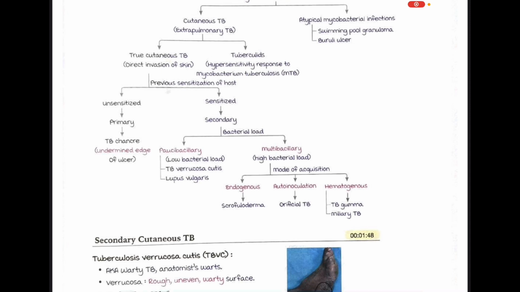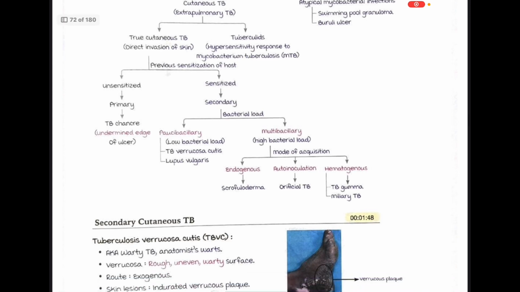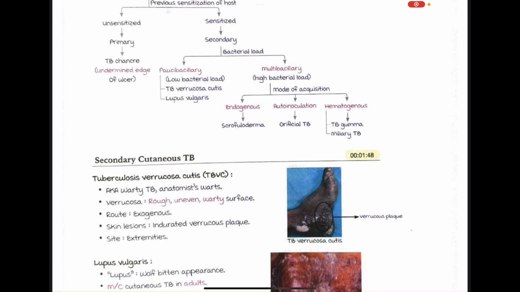So in low bacterial load we have TB verrucosa cutis or lupus vulgaris. High bacterial load, mode of acquisition, we have endogenous, autoinoculation, and hematogenous. Endogenous, scrofuloderma. Autoinoculation, orificial TB. And hematogenous, TB gumma and miliary TB.